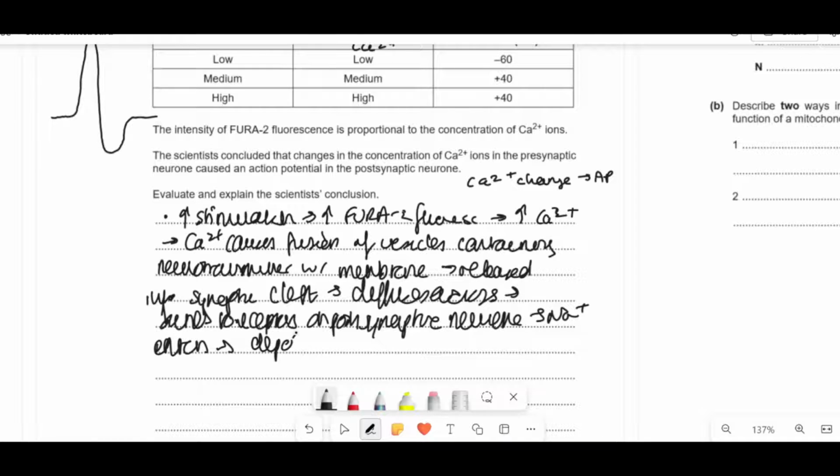You get depolarization, which is why you've got an increasing membrane potential, and then eventually you get an action potential because it's staying constant at plus 40 millivolts. Remember that action potentials are all the same size. Sorry, and I should really say if the threshold's met.